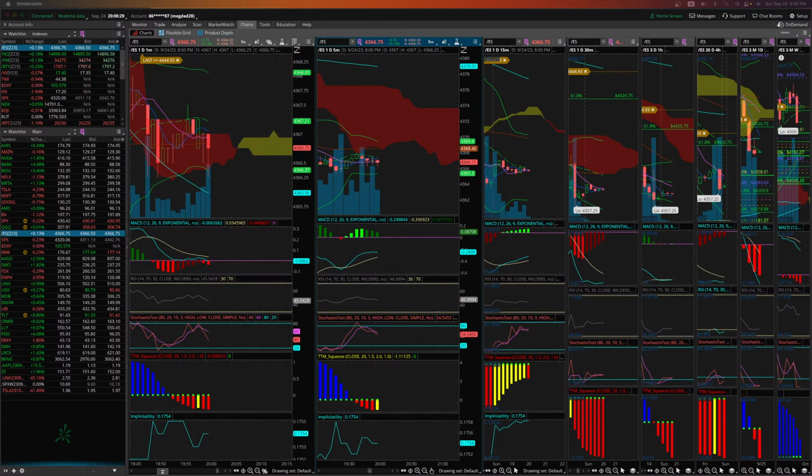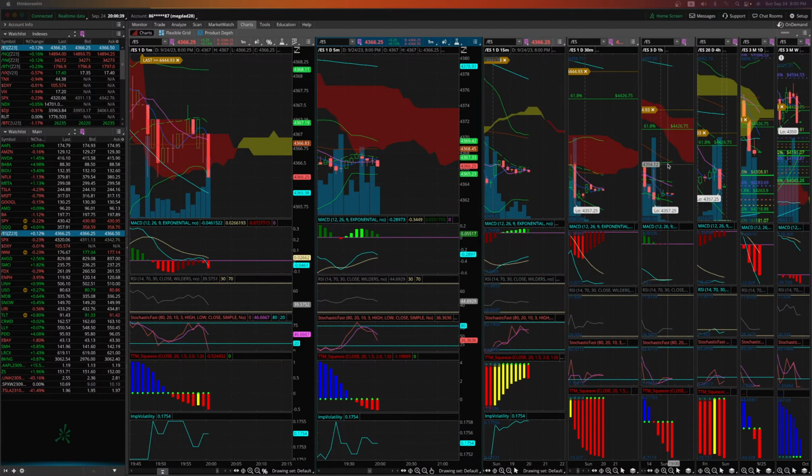Let's get to it. As you know, this is Think or Swim, just going over the basics. I have different time frames here: 1 minute, 5 minutes, 15, and 30. And this one is 1 hour, 4 hour, daily and weekly. As always, you need to look at all time frames to see where the market direction is going.